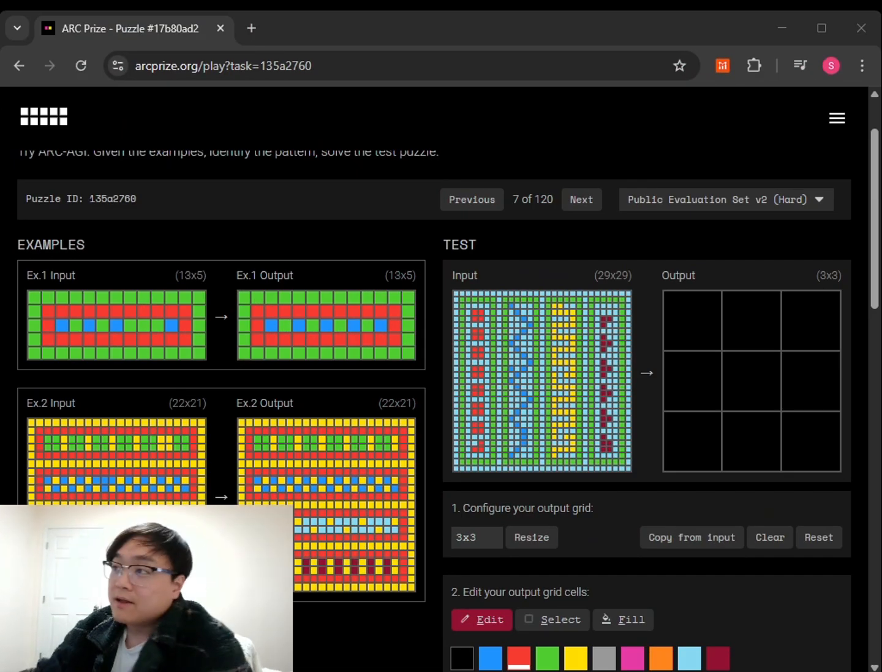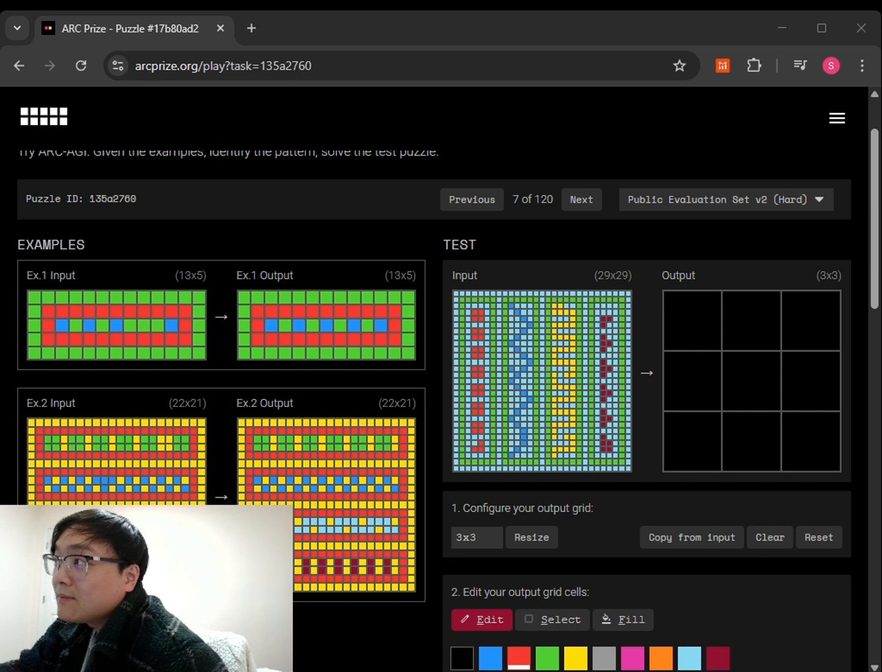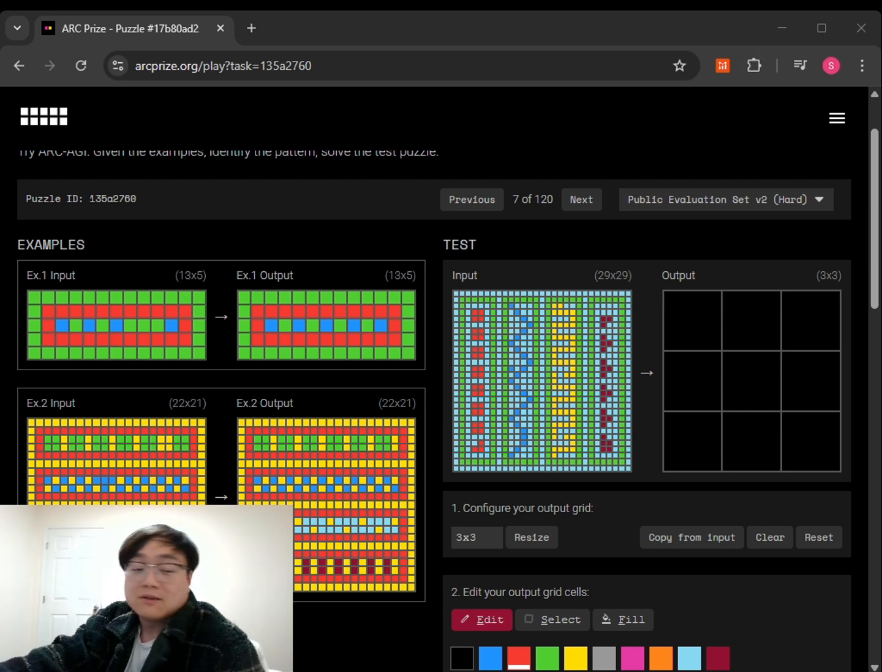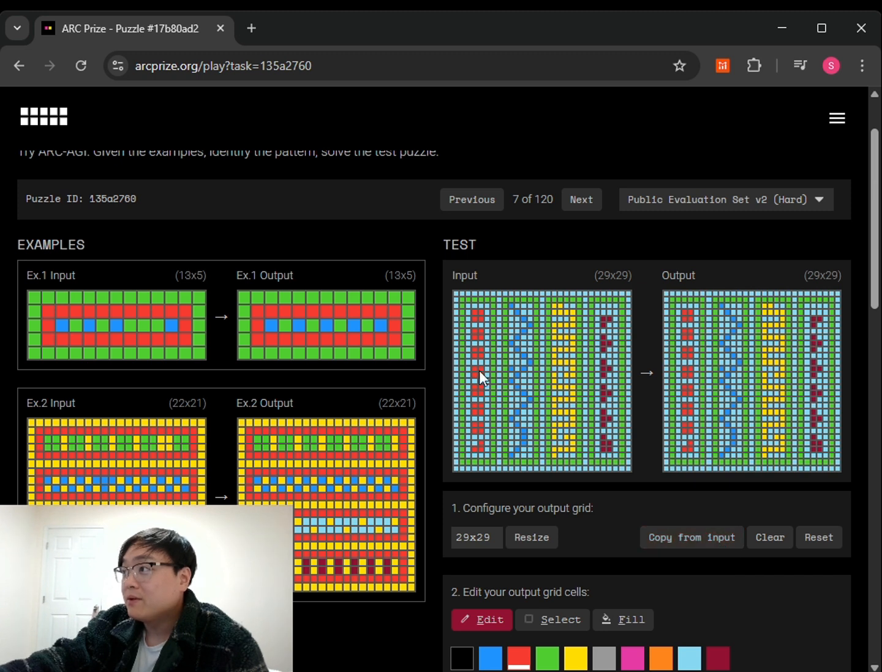The third clip. I decided to do another ARC puzzle. So let's get started on this one. This is from the hard set. So it seems like this one is recognizing the pattern. I think that you're supposed to fill in and keep the pattern going for each of them. Just copy from input. So I think this one is missing a red. So there's a red right here. Let's see. So this is a little ladder.